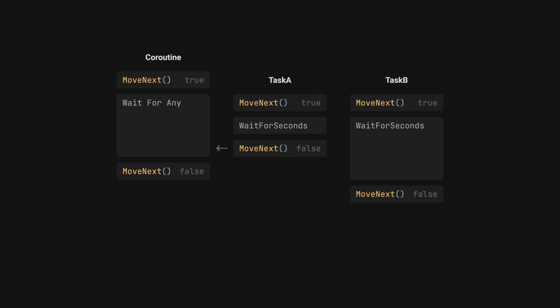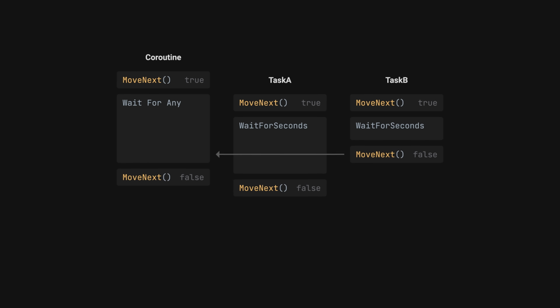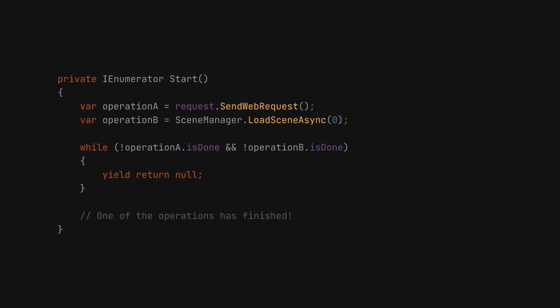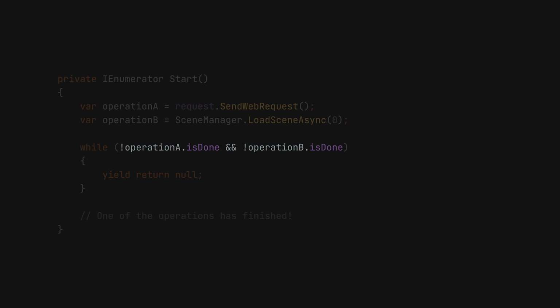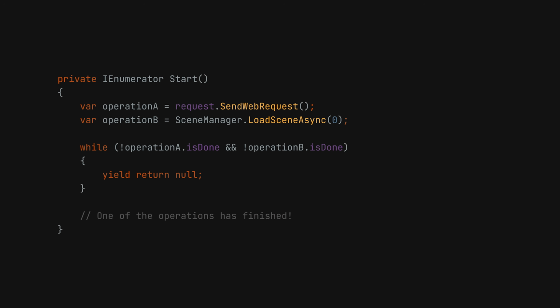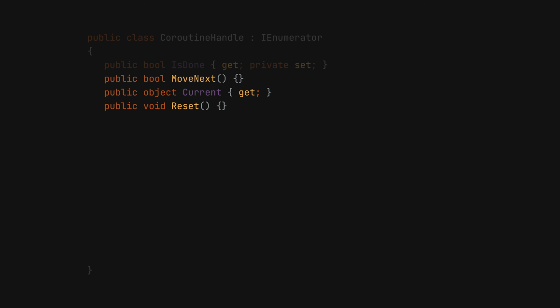But what if we want to wait only for whichever task finishes first? With AsyncOperations, we can easily do that by checking the isDone property. A Coroutine object does not have a property like that, but we can easily fix that. I'm gonna start by creating a new class called CoroutineHandle with an isDone property. I wanna be able to yield it, so I'll implement the IEnumerator interface. MoveNext will return true as long as the coroutine is not done.